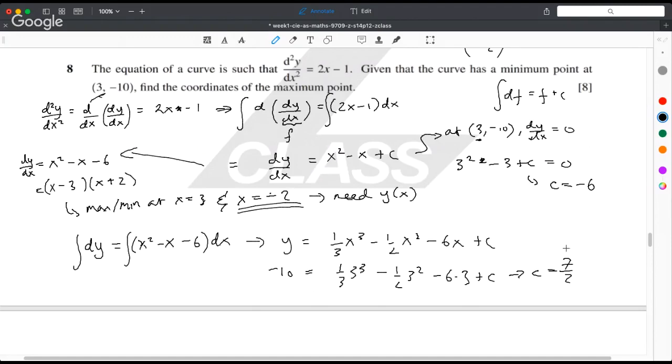So now we have the entire equation of the curve. This becomes 7/2. And we can therefore solve, we just plug in -2 and we get the value for y: 65/6. So we had to integrate twice and recognize what separation of variables meant when we had a second derivative, and then just crunch through a lot of substitution.